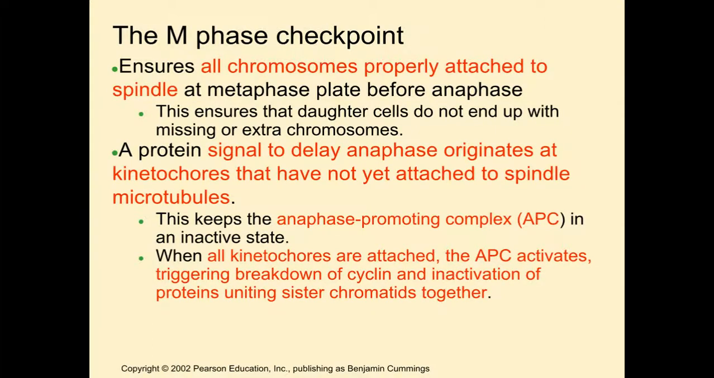Okay, so the protein signal to delay anaphase originates at the kinetochores that have not yet attached to spindle fibers. Basically, if they're not properly aligned, the signal tells the cell to delay, which keeps the APC, the thing that activates anaphase, off. But once they're all attached, the APC activates, triggering the breakdown of cyclin and inactivation of proteins holding the sister chromatids together. So the process can continue. We can continue down the path of the cell cycle.